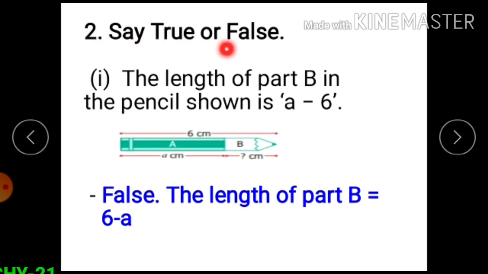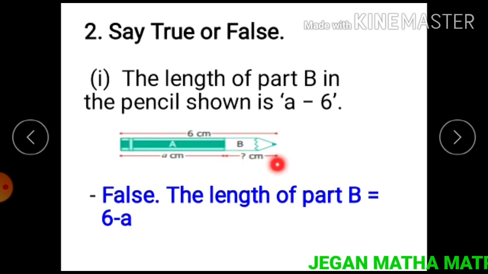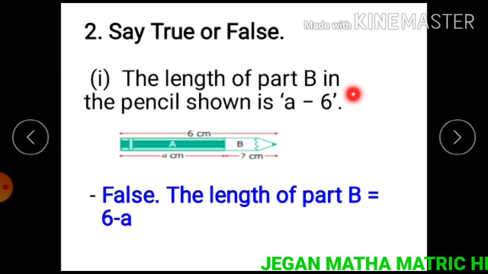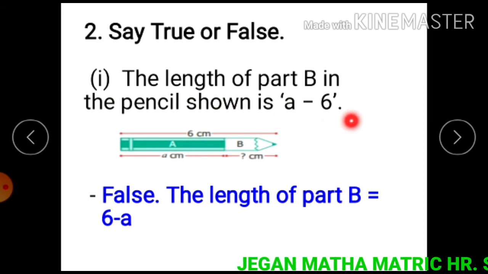Question number 2. Say true or false. Subdivision 1. The length of part B in the pencil shown is a minus 6. Here the length of the pencil equals 6 centimeters. Length of part A equals a centimeters. Part B equals dash. Now we can find part B from the given values.